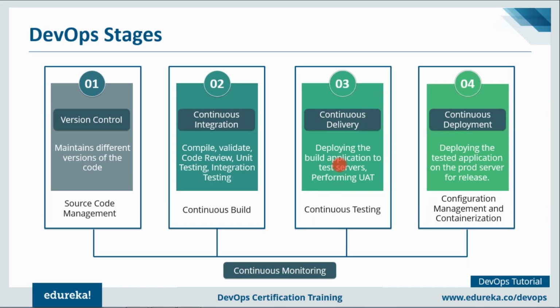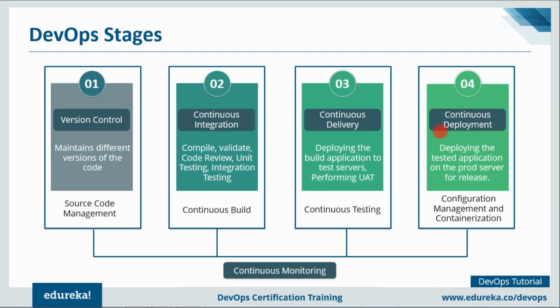Next, what happens? You deploy your application onto the prod servers for release once your application is tested successfully, right? So this can also be automated, but it is not a good practice because, before releasing your product in the market, you need to perform certain other checks. You need to market your product. There are multiple things that you need to consider. And that is why continuous deployment is not recommended.